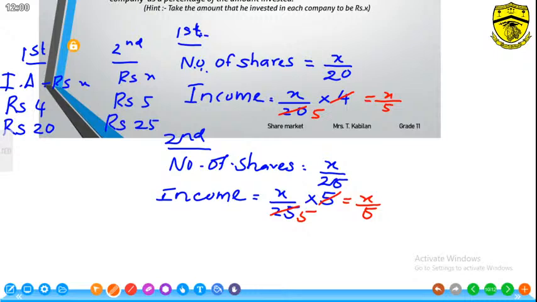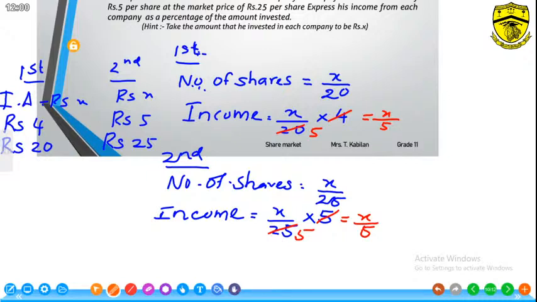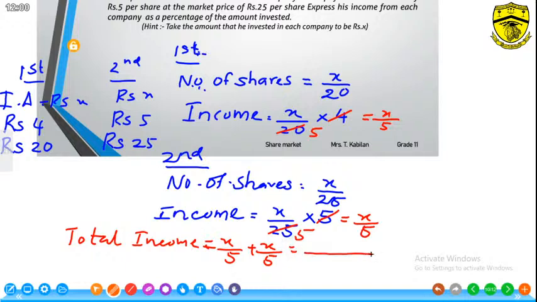What is the total income from both companies that Devinda got? The total income is X by 5 plus X by 5. Here the denominators are equal in the algebraic fraction, so you take the common denominator 5 and add the numerators, so X plus X, that is 2X by 5. But in the question, we need to find the income from each company as a percentage of the amount invested. How do we find the percentage of the amount invested?